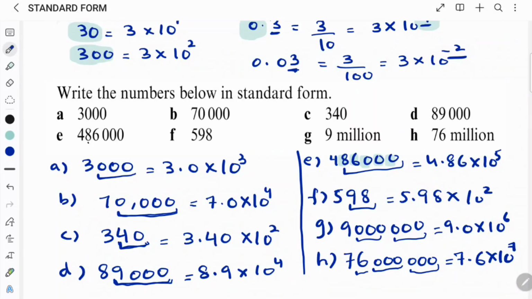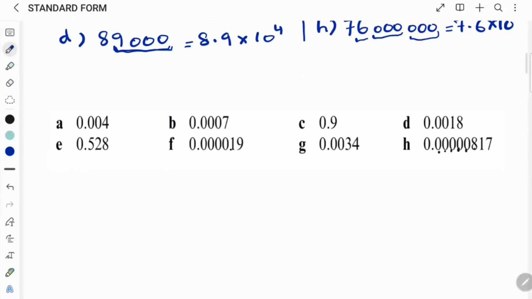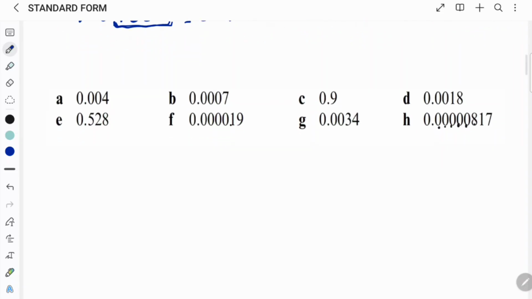Please repeat the questions, then you can understand more. Repeat all the questions, pause the video and do it by yourself. So I'm going to do some questions for negative powers. Okay, now look at these questions. Everywhere you can see 0 point. So if you have understood, then please pause the video, do all the questions, and then confirm the answers with me. All right, I can wait for you.